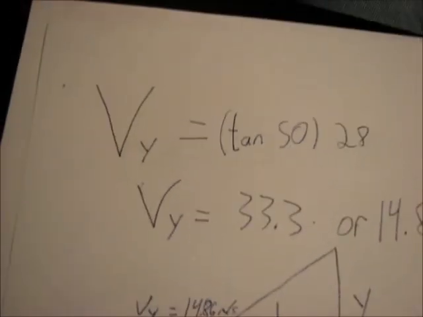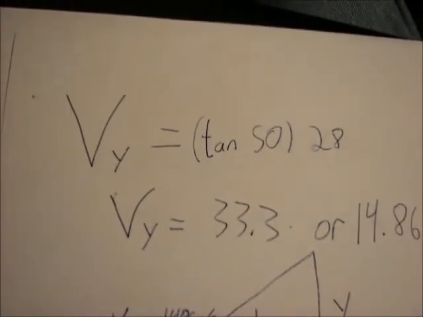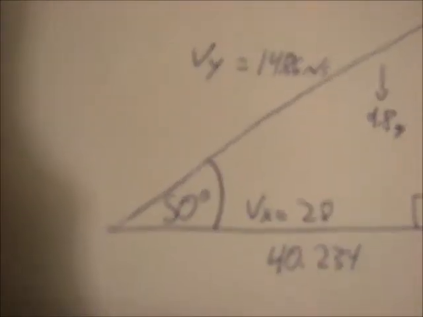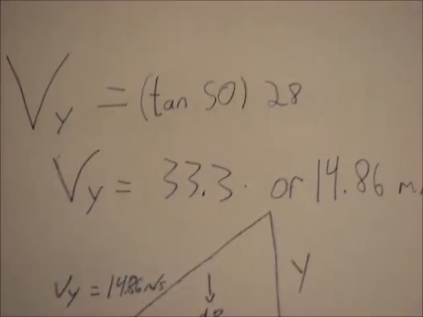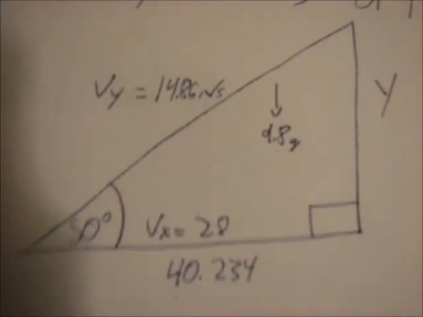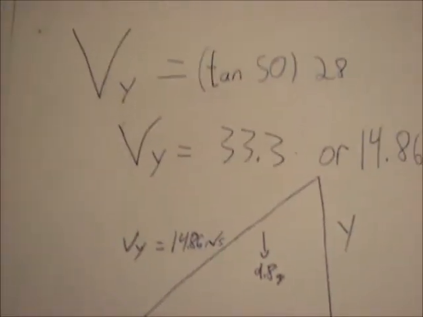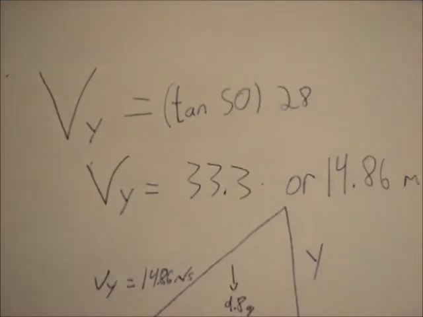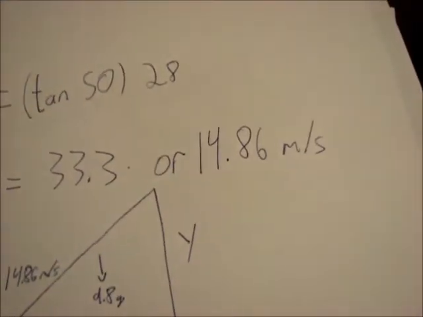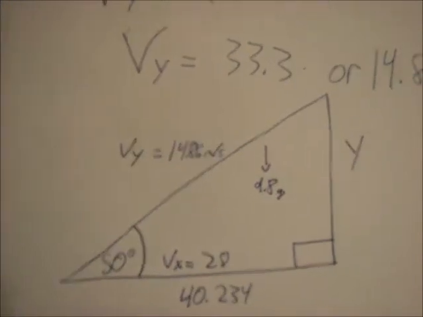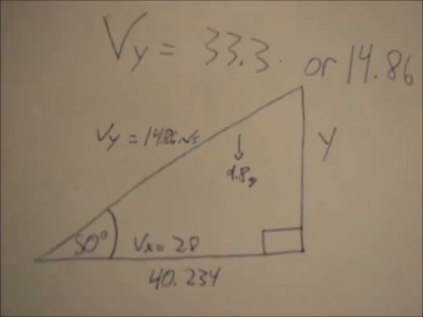Then you solve for v of y, and v of y equals a tangent of 50, which is the degree of angle of launch, times 28, which is the x value. And you get v of y equals 33.3 or 14.86 meters per second. And that's how it looks on the vector.